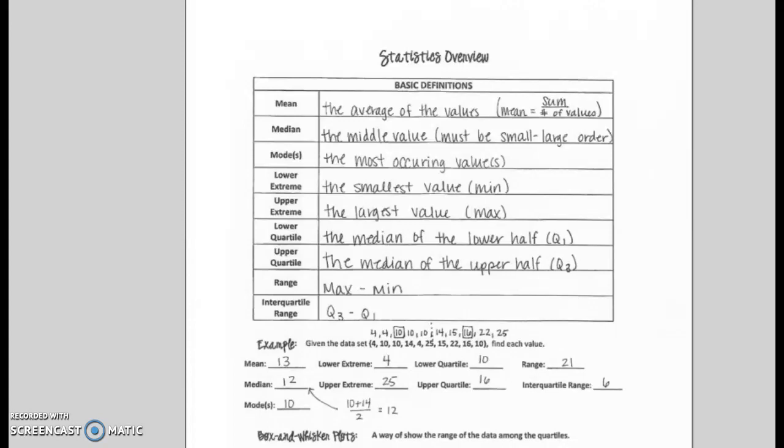Much of this is vocabulary, so if you need to pause the video at any time to jot down some of the notes, please do so. All right, so to get started, we have to understand our basic vocabulary.